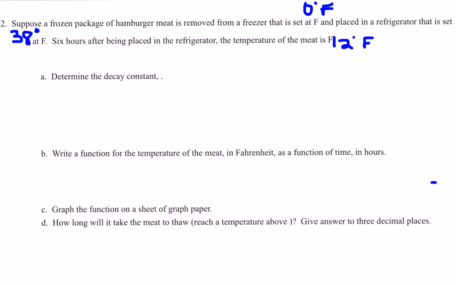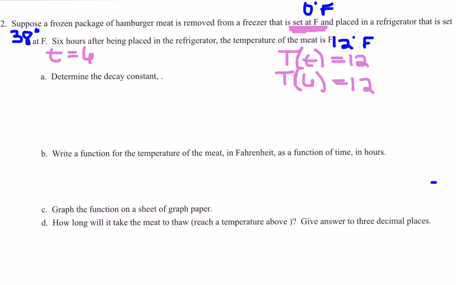So what they say in this problem is, suppose a frozen package of hamburger meat is removed from a freezer that is at 0 degrees Fahrenheit. So your meat is already inside the freezer, and that means the meat is also at a 0 degree temperature. Then you place the meat into a refrigerator that's at 38 degrees Fahrenheit. 6 hours after being placed in the refrigerator, the temperature became this. So basically, t is your 6, and T(t) is 12. That means that when you plug in 6 for t into the function, you end up getting 12 degrees as your result.